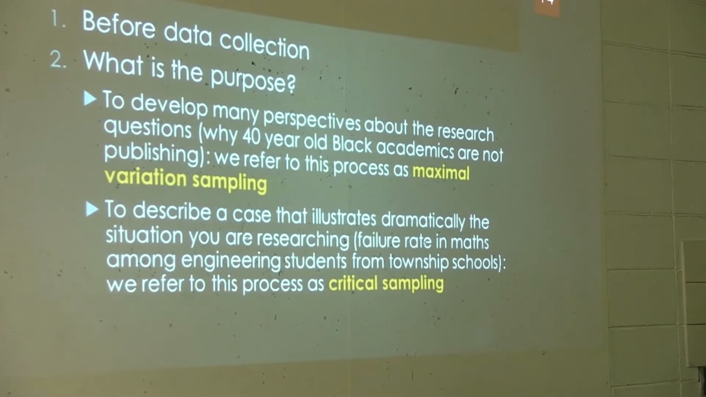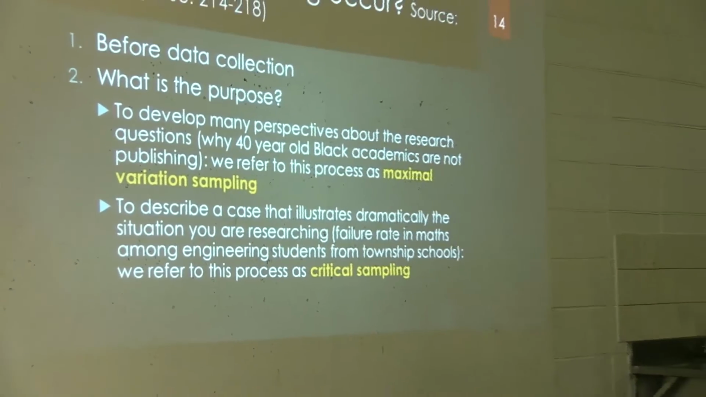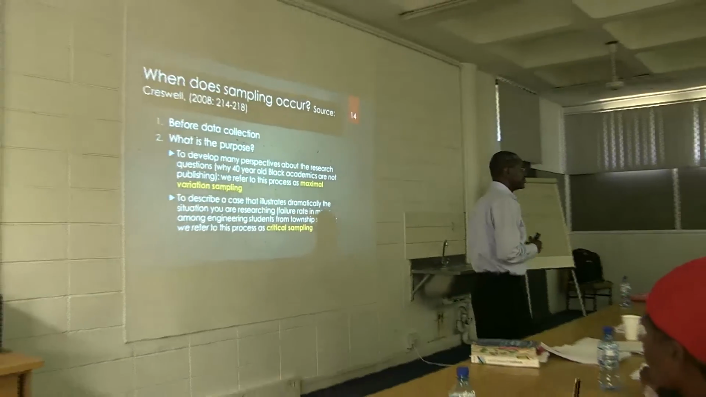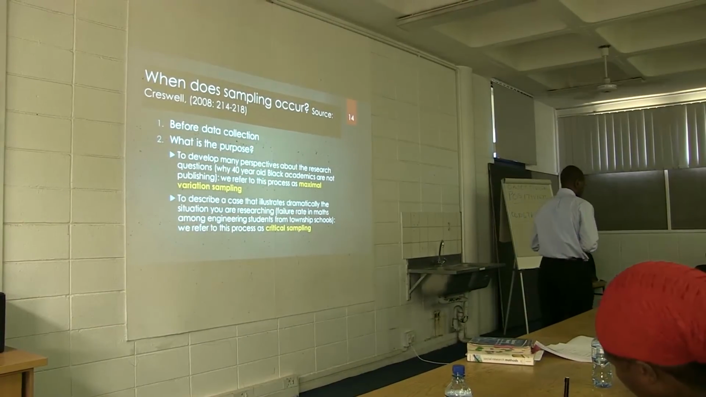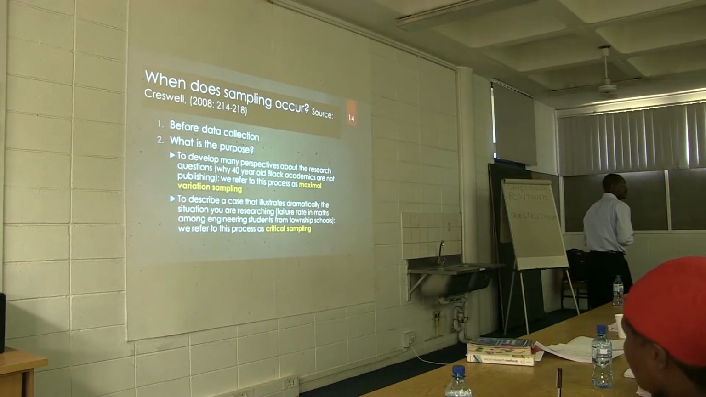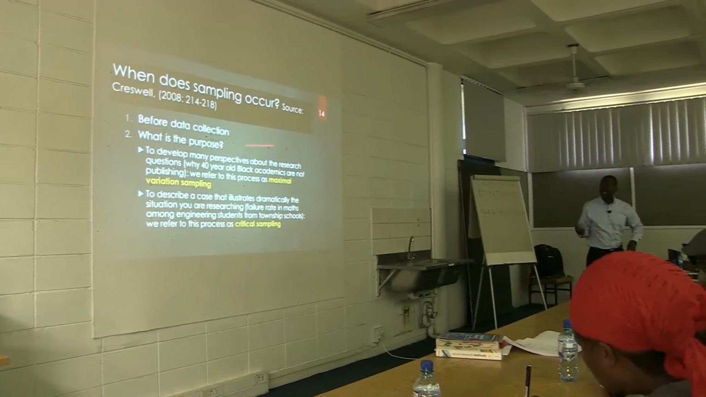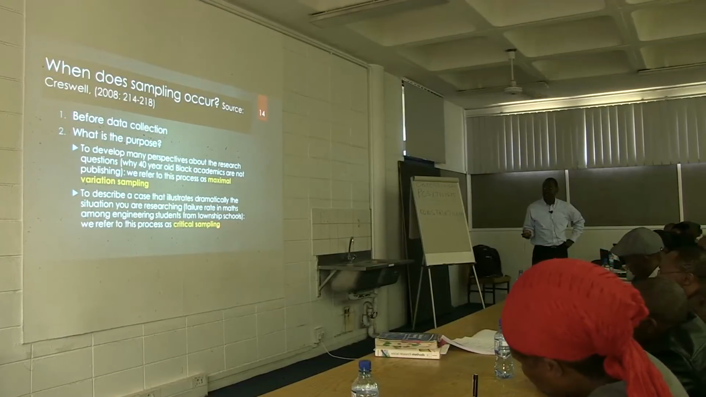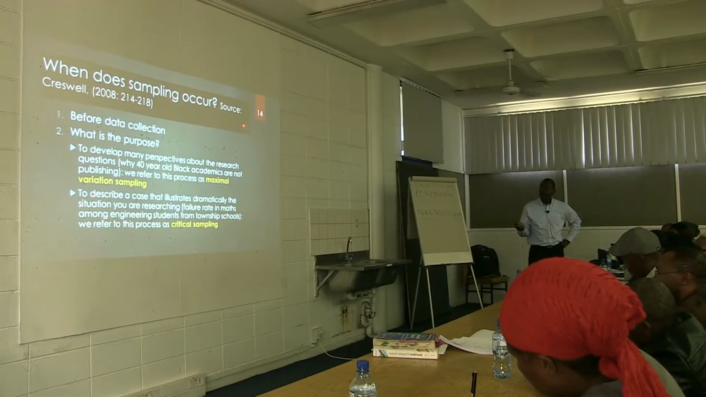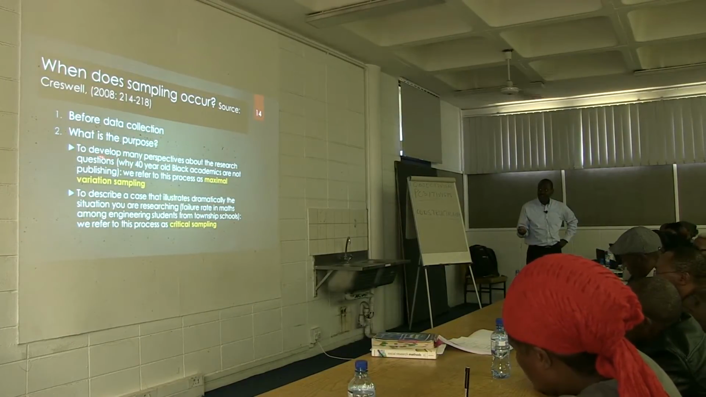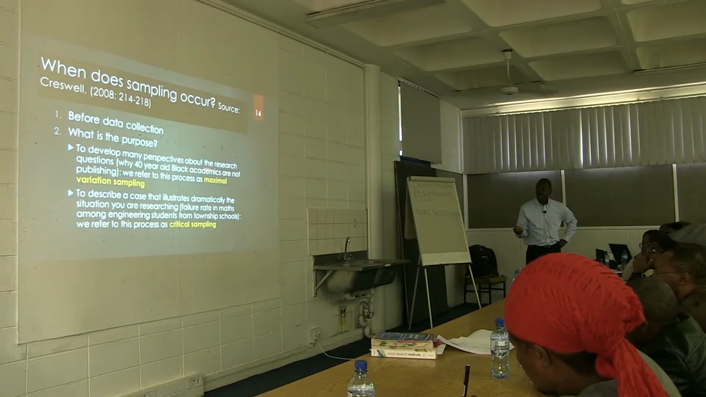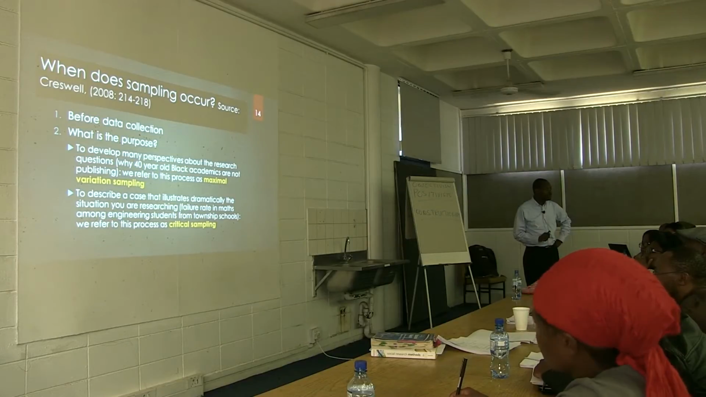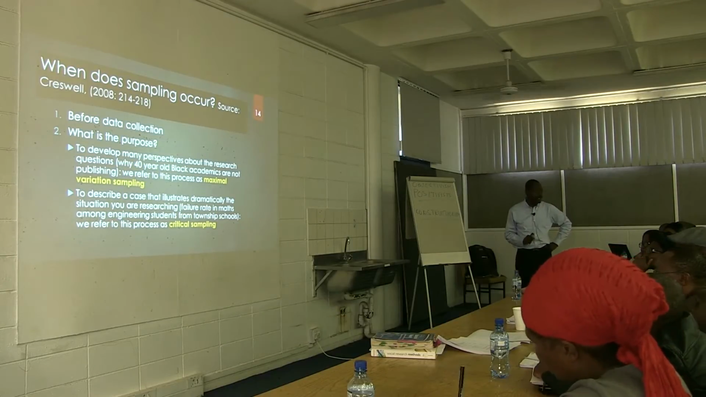Okay? Let's pause. Question? Let us pause for a question. But it is important that we understand the two: maximal variation sampling, critical sampling. Okay? When does sampling occur? It occurs first because the purpose is to develop many perspectives or to describe a case. That's your sampling there. Okay?